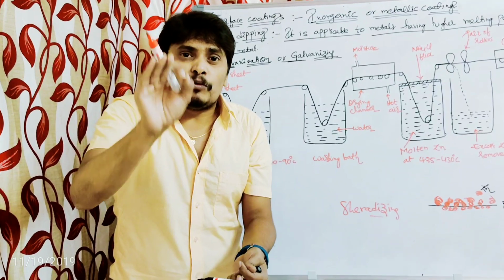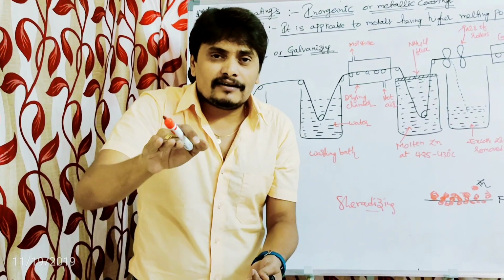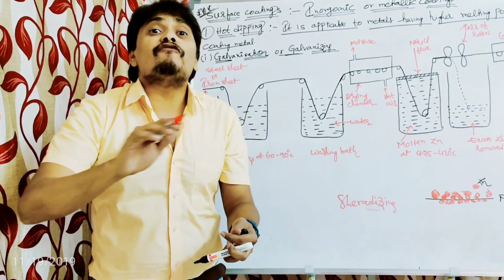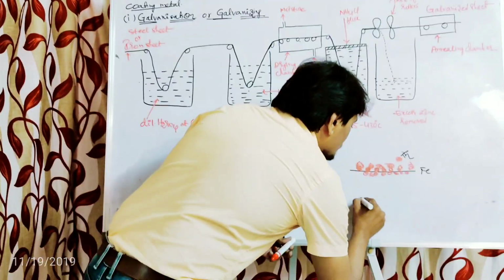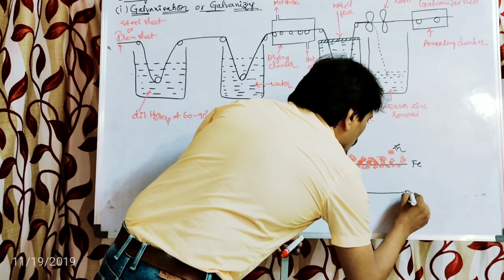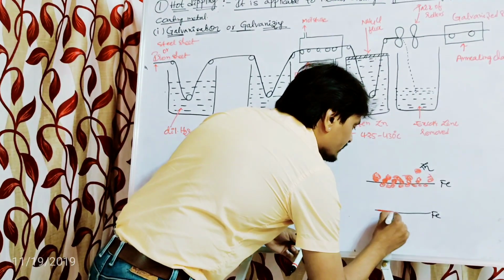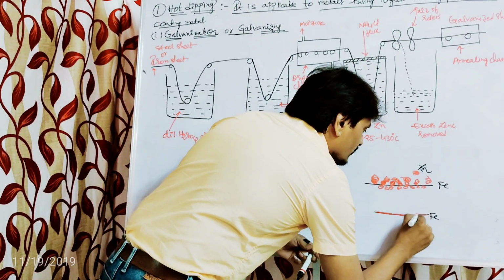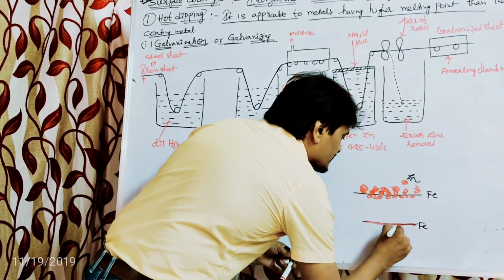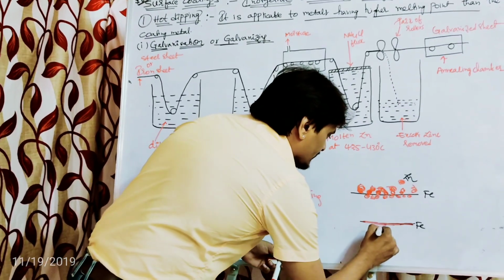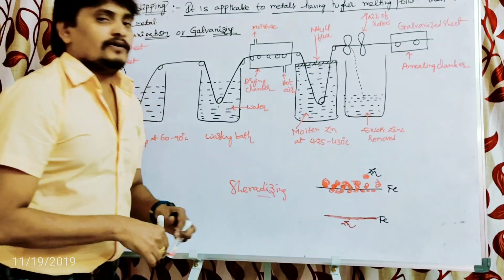Now, once we remove the excess amount of the zinc, we will get a uniform layer. We will get the uniform layer of zinc. The red color represents zinc. Uniform layer.